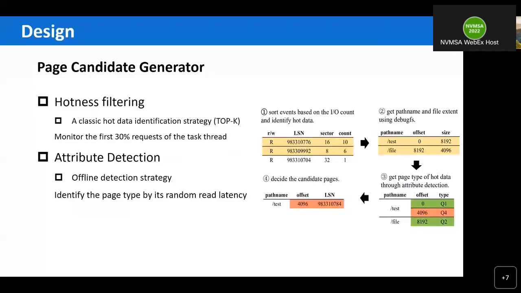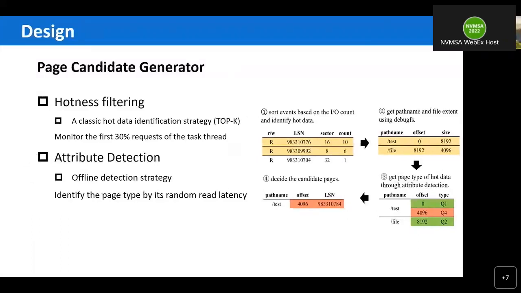This figure clearly shows the process in steps. First, sort events based on the I/O count and identify hot data. Second, get path name and file extent using debug effort. Third, get page type of hot data through attribute detection. Fourth, decide the candidate page. From the results, we can find that the second page of test is Q4, while the first is Q1.